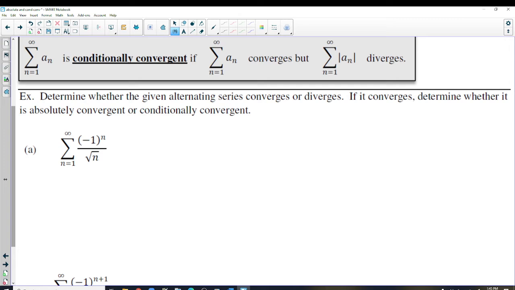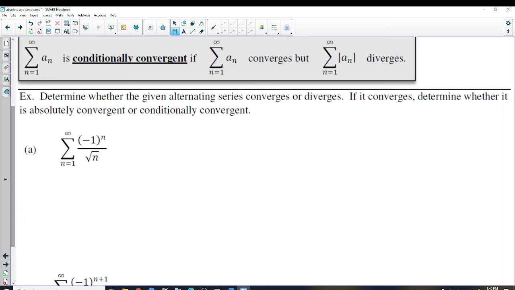Determine whether the given alternating series converges or diverges. If it converges, determine whether it is absolutely convergent or conditionally convergent. First of all, we have to have an alternating series to determine whether it's absolute or conditional. If it's not alternating, then if it's convergent, it's absolutely convergent because we don't have to worry about these positives and negatives.